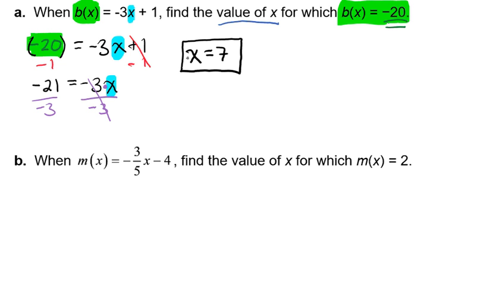And so now we know that if our x value is a positive 7, then our b of x, or our function, will equal a negative 20. So let's try this again.